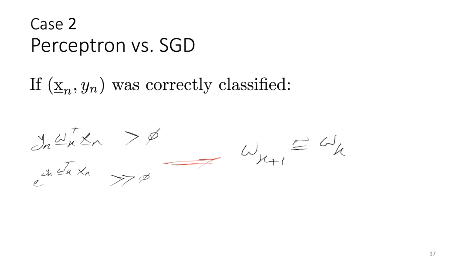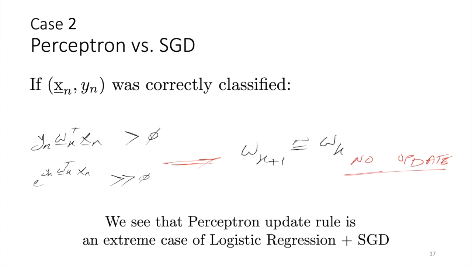So you see that by comparing these two classes of solvers, now you see that actually Perceptron update is sort of an extreme case for logistic regression plus SGD, right? It's like a very small subset of applying SGD over a logistic regression. Okay, it's a special case of that.